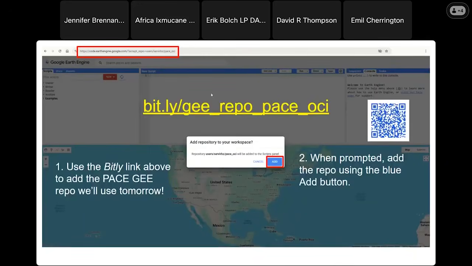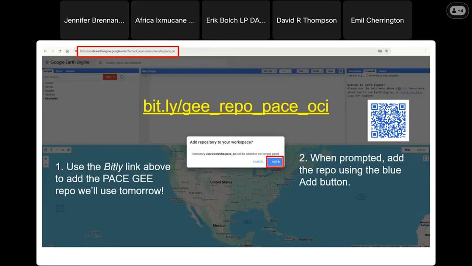But really what you're going to want is either the link that's here, which is just bit.ly/g_repo_pace_OCI, or you could scan this over here. And again, if I'm going really quickly, and I know I only have a few more minutes, the slides are in the link that Eric shared. When you click this, it ultimately will just pull up a code that says accept repo. I just figured that a bit.ly link is shorter than typing all that stuff out.